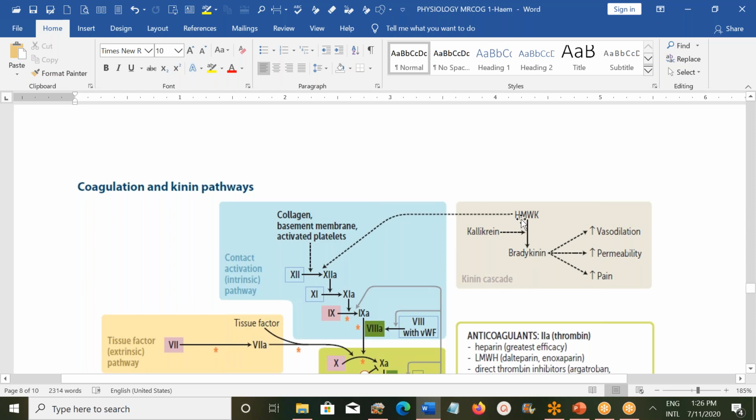This high molecular weight kallikrein is also required for conversion of factor 12 to 12A. So if you remember, the intrinsic pathway starts with factor 12, and the extrinsic pathway starts with activation of factor 7.